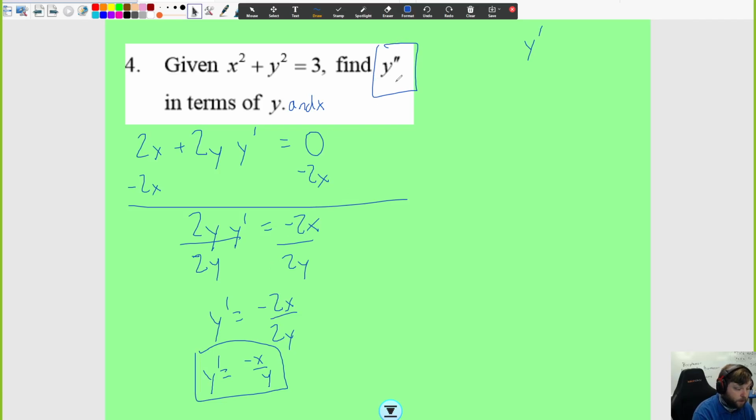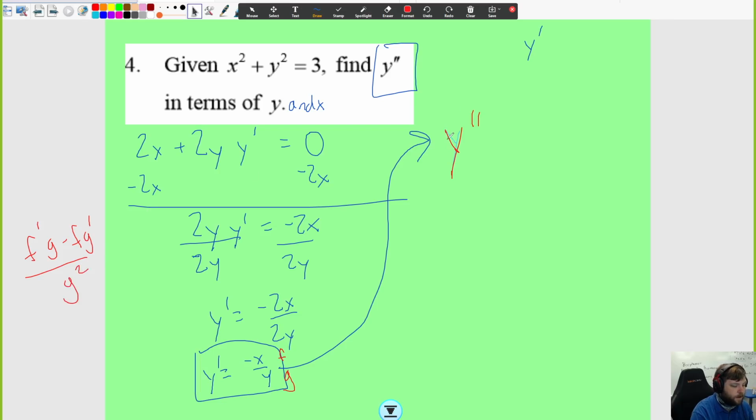Now, I want to find y double prime, so we derive this again. If you derive a y prime, you get y double prime. And this thing is like a quotient rule with f and g: your quotient is f prime times g minus f times g prime, over g squared. In the case of this one, f prime would be negative 1, and g prime would be y prime. So I'm going to go negative 1 times g, so y, minus negative x times y prime, all over y squared. So you might say, negative y plus x y prime over y squared.